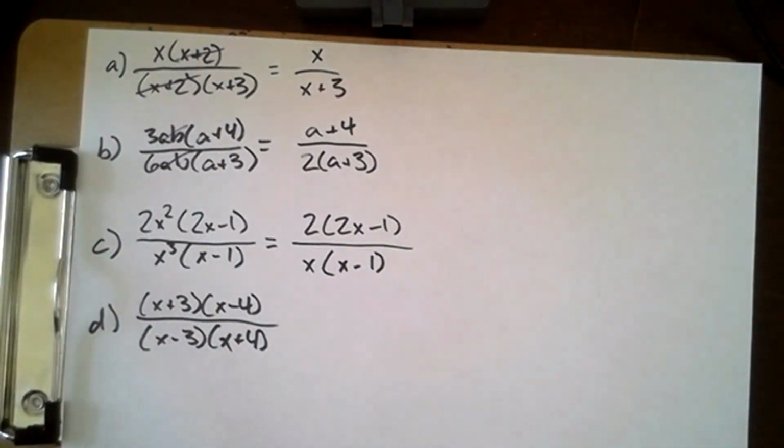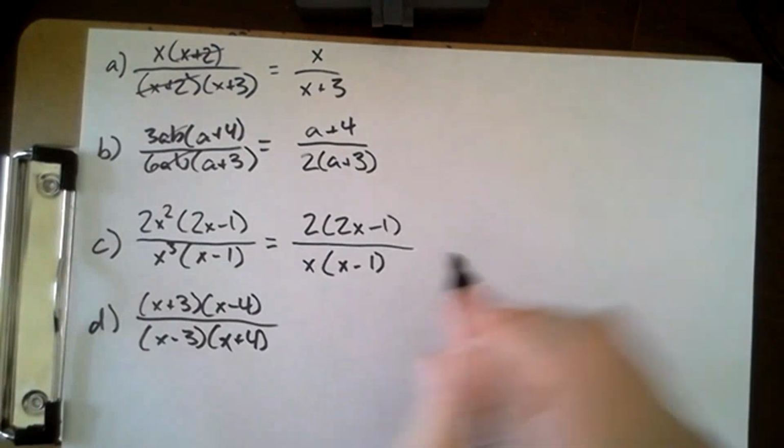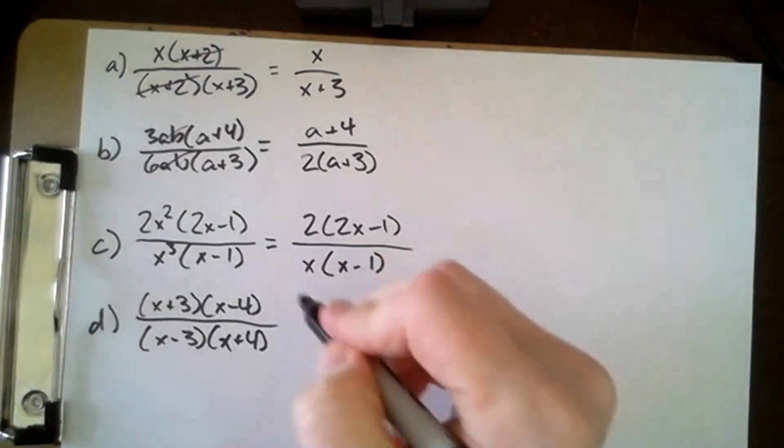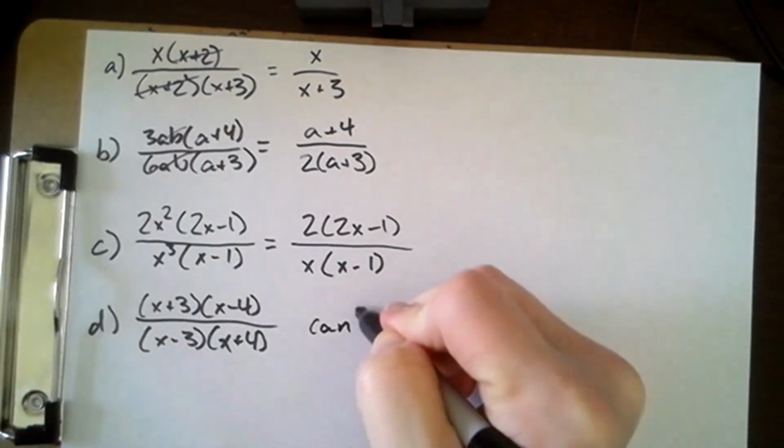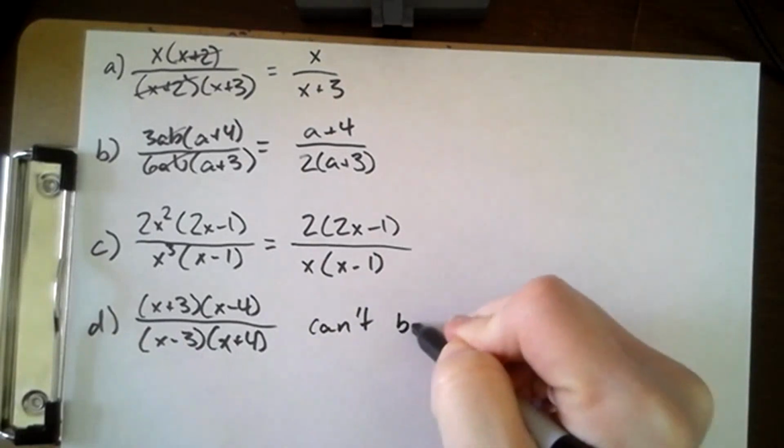Finally, we've got x plus 3 times x minus 4 over x minus 3 times x plus 4. And there's nothing we can do with this. This can't be canceled. There's nothing to simplify.